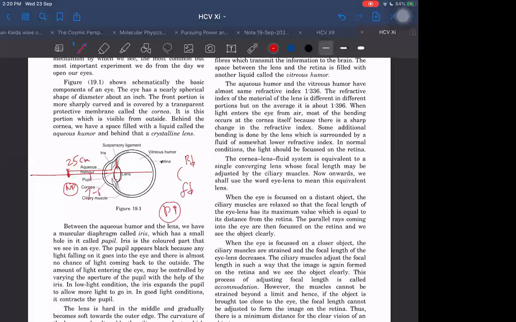All these things are related. Strength of muscles is more, radius becomes smaller, focal length becomes smaller, power of the eye lens becomes more, then we are able to see much closer.